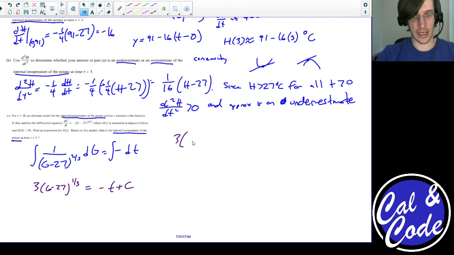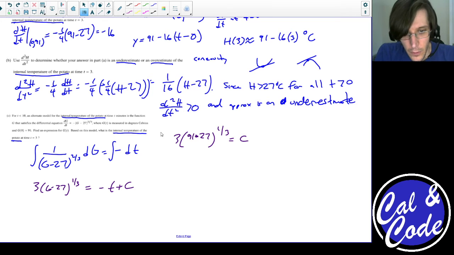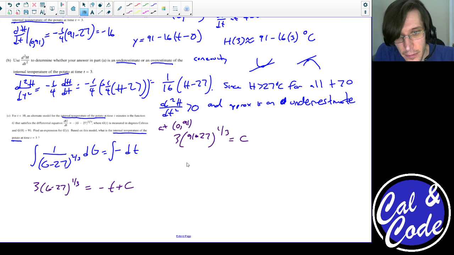So we've got 3 times, at time equals 0, g is 91. So I got 91 minus 27 to the 1/3 power is equal to c at 0.91. Okay, so what this means to me is 91 minus 27 is 64. 64 cube rooted is 4. 4 times 3 is 12, so 12 is c. That means that my equation would be 3 times g minus 27 to the 1/3 is equal to negative 12 plus c.